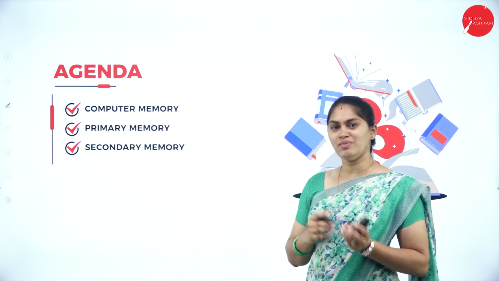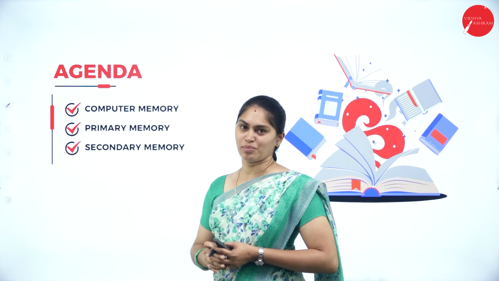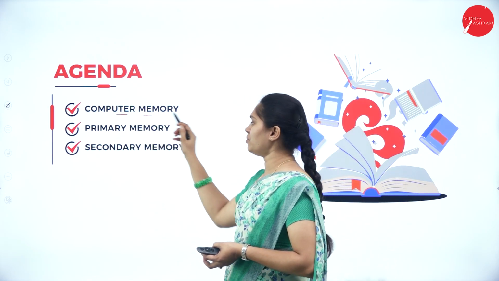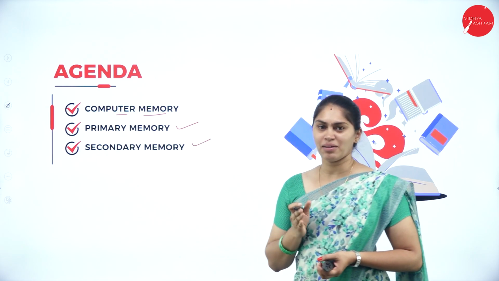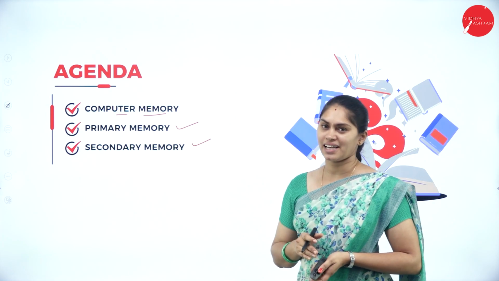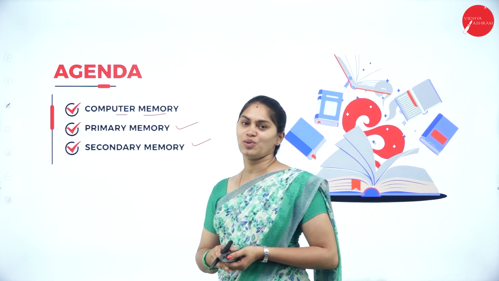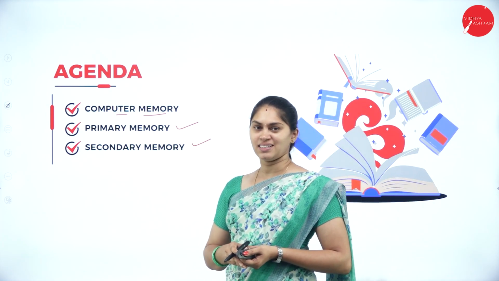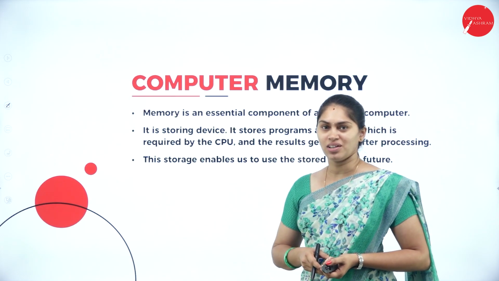So in today's session, we're going to learn about the computer's memory. In computer memory, we have two types. One is primary memory, our main memory, and the other is secondary memory or auxiliary memory. That is what we are learning in today's session. We'll get into today's class with respect to computer memory.